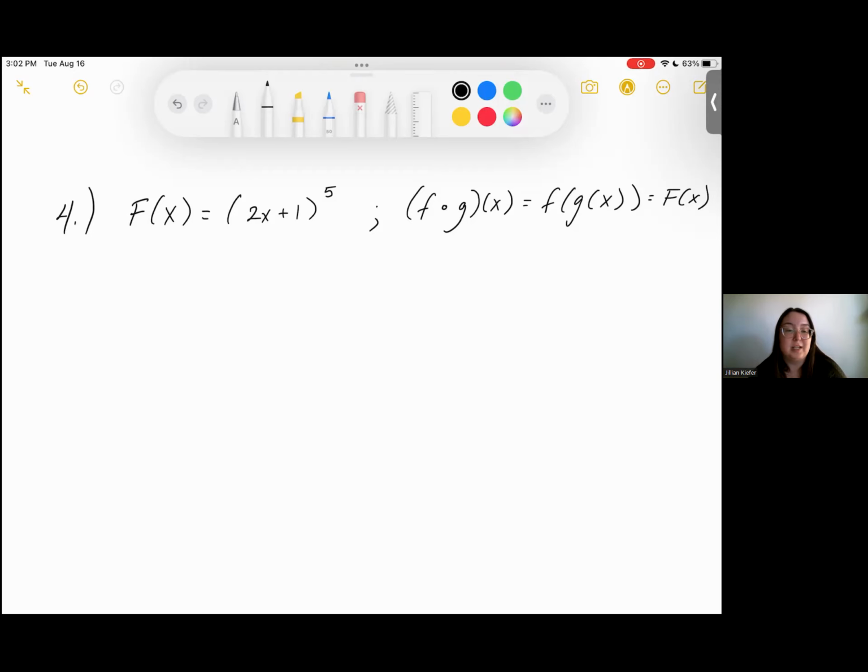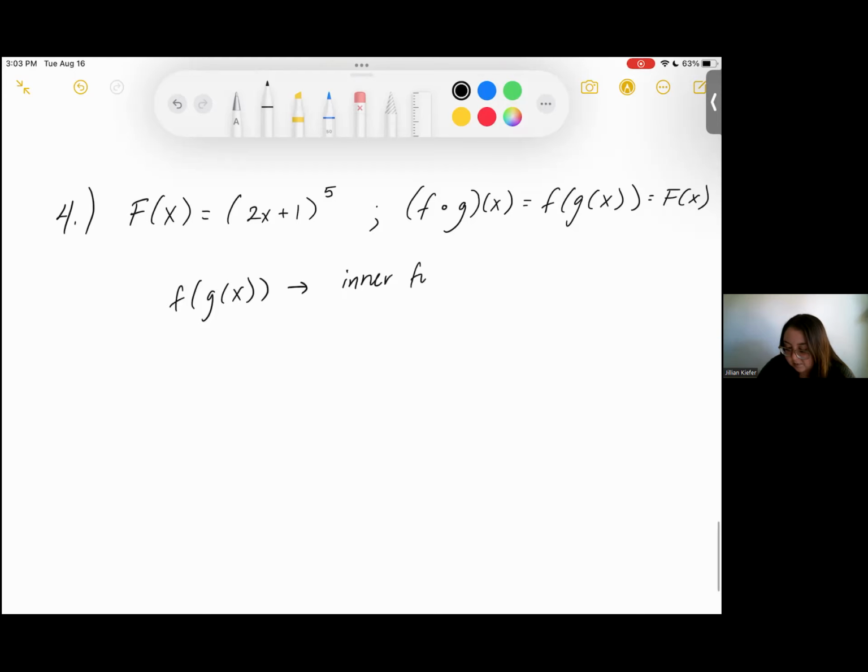There are a lot of correct answers and two different functions that would create capital F of x. But there is one probably most basic, most clear answer that we can pick. So that's the one that we're going to go over first, and then we'll talk through some other ones. All right, so the idea here with f of g of x is that we have an inner function and an outer function.